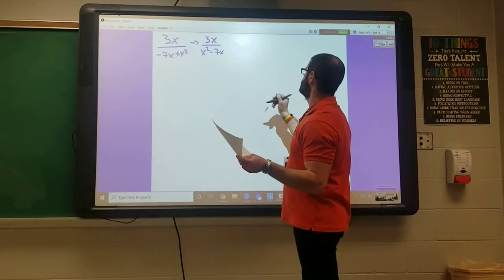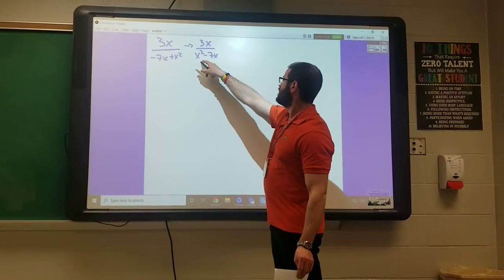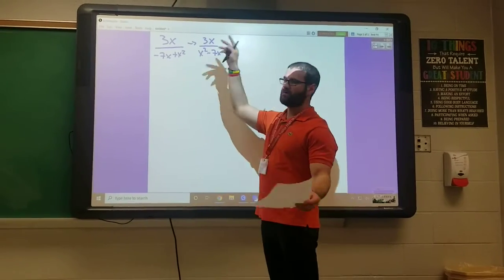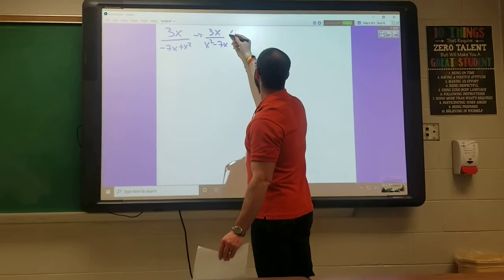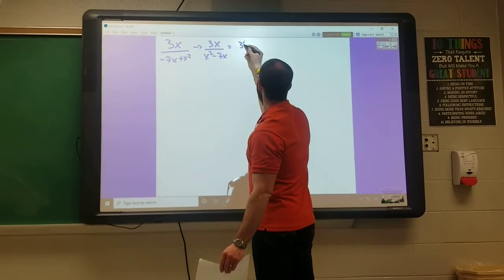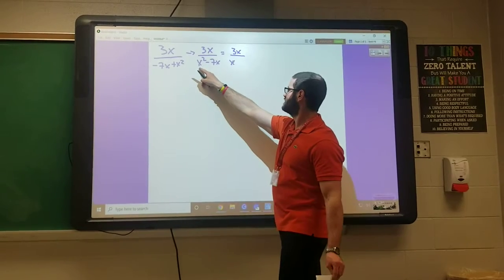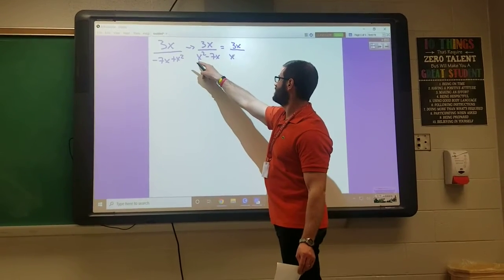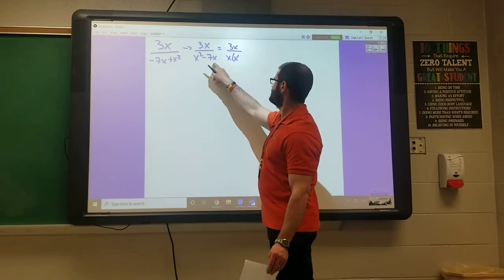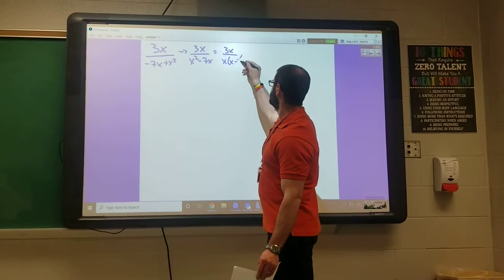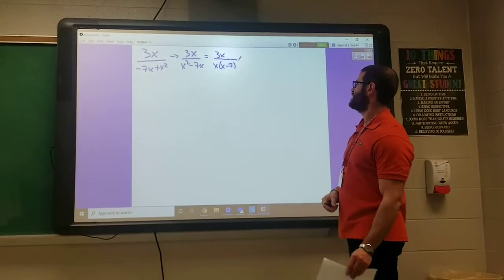Now, look at the top, nothing to factor out of the top. How about the bottom? Okay, so x squared minus 7x, both of those have what? They have an x. So let's factor out an x. So now I have 3x on the top still. When I factor out an x, I divide both of these by x. So x squared divided by x just leaves me with an x. Negative 7x divided by x, I'm just left with 7. So I have x and then x minus 7 on the bottom.